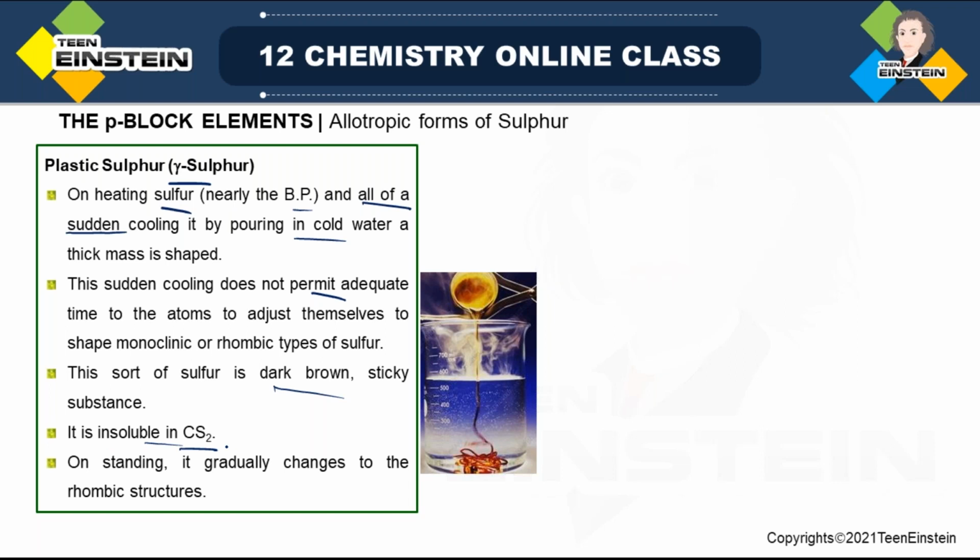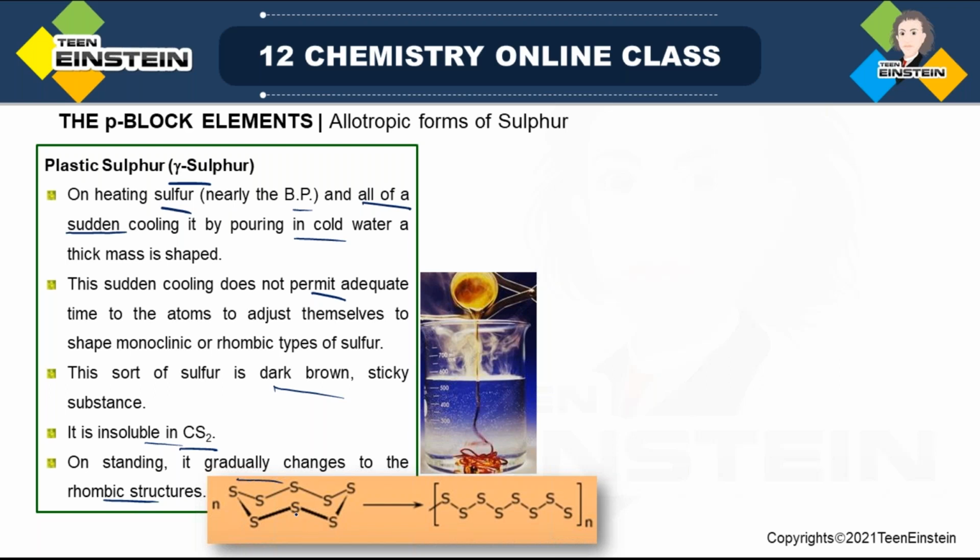So that is why its solubility is also not present in CS2. In the case of crystalline sulfur, we have seen that solubility is good in CS2, but now it is not the case. On standing, it gradually changes to the rhombic structure. Remember, the rhombic form is the thermodynamically most stable form. So if you keep it for some time, obviously there will be conversion towards the most stable form. This is the first amorphous form, plastic sulfur or gamma sulfur.